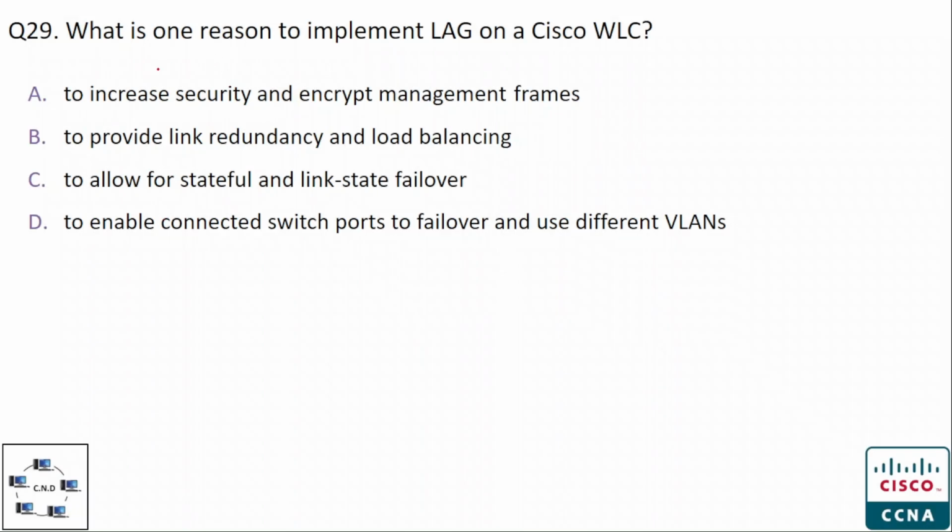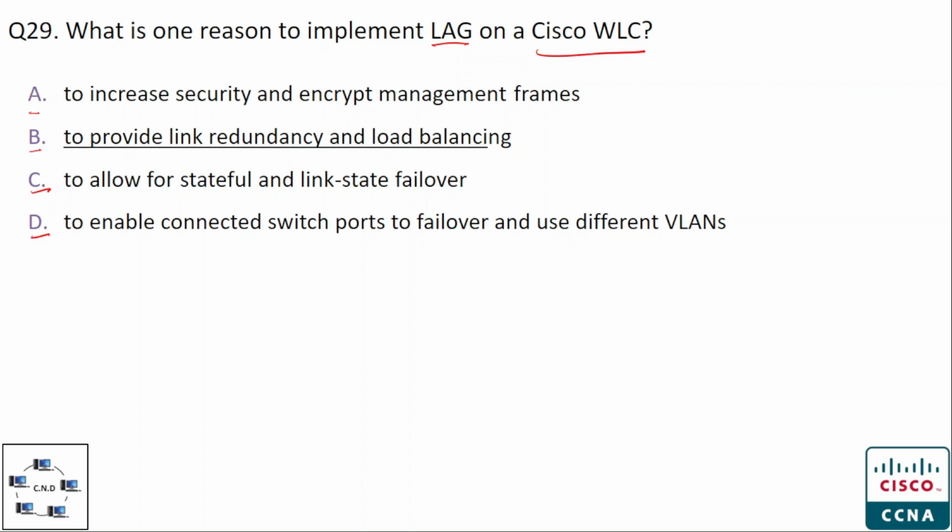Question number 29. What is one reason to implement LAG, that is link aggregation group, on a Cisco wireless LAN controller? The options are: option A, to increase security and encrypt management frames; option B, to provide link redundancy and load balancing; option C, to allow for stateful and link state failover; and option D, to enable connected switch ports to failover and use different VLANs.